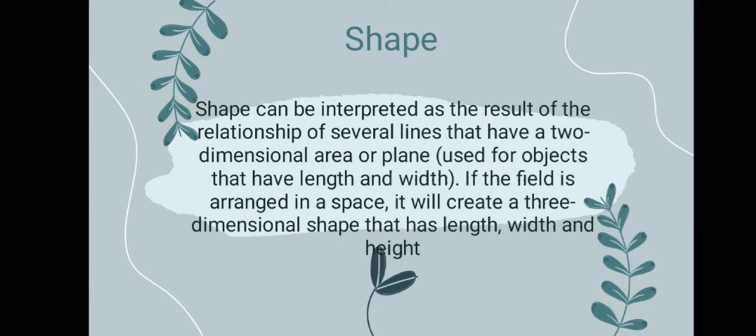Shape. Shape can be interpreted as the result of the relationship of several lines that have a two-dimensional area or plane, or used for objects that have length and width. If the plane is arranged in a space, it will create a three-dimensional shape that has length, width, and height.